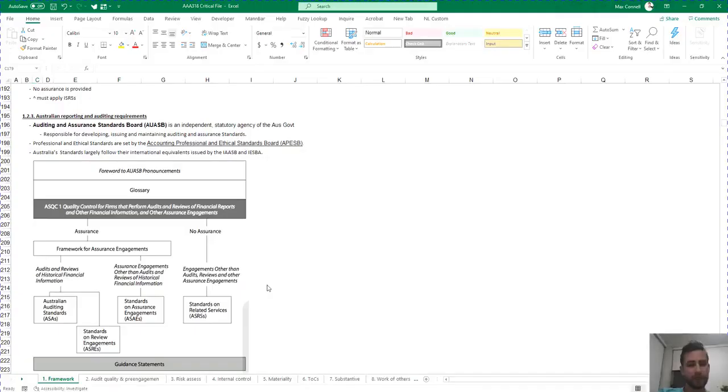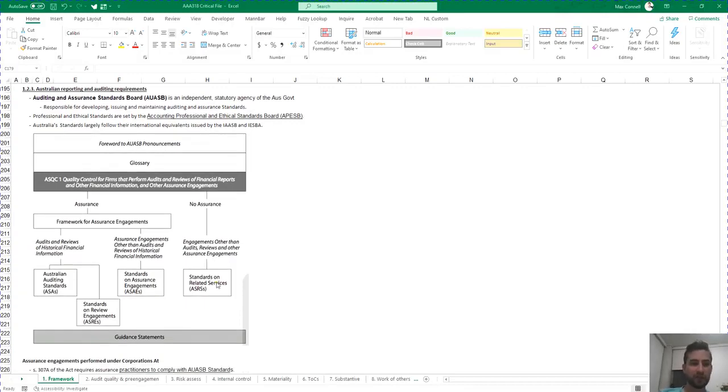There's also a government agency, the AUASB, the Auditing and Assurance Standards Board, which is a statutory agency, so it's actually owned by the Australian government, and it's there to develop, issue, and maintain auditing and assurance standards. And those standards are set by the Accounting Professional Ethics Standards Board.